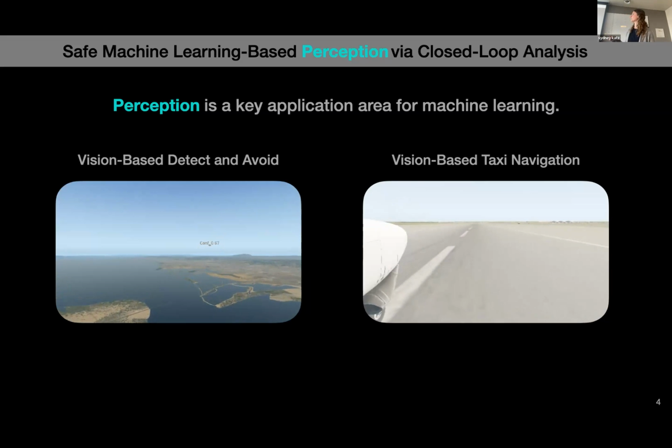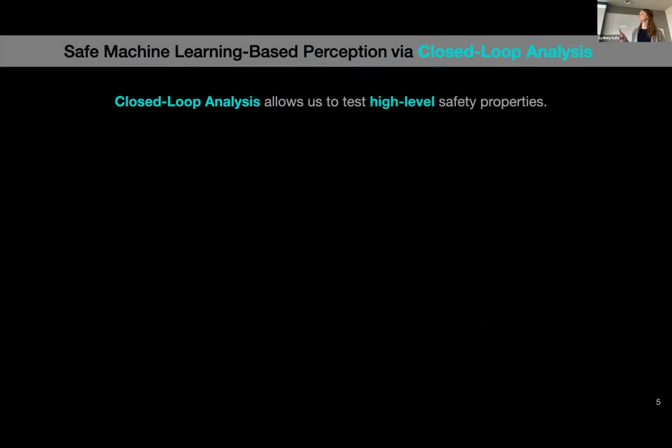And so we want to ensure that before we deploy machine learning-based systems like this, they're going to operate safely, since these are very safety-critical tasks for our systems. And to do this, one key tool that I've used in all of my research contributions is closed-loop analysis. Closed-loop analysis allows us to analyze the behavior of systems over time, and in turn, that allows us to test high-level safety properties.